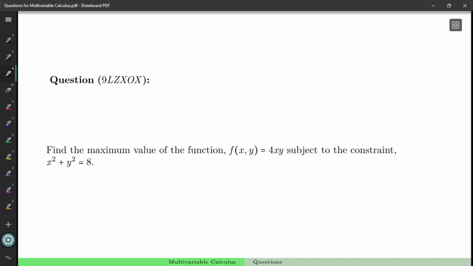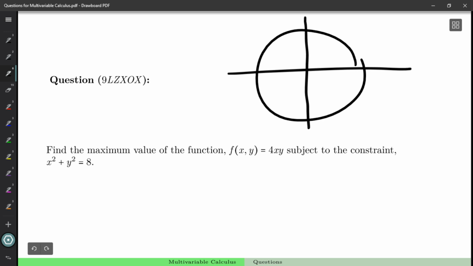Find the maximum value of the function f(x,y) = 4xy, subject to the constraint x squared plus y squared is equal to 8. Now, we don't need this to solve the question, but it is interesting to notice x squared plus y squared equals 8. That's a circle.